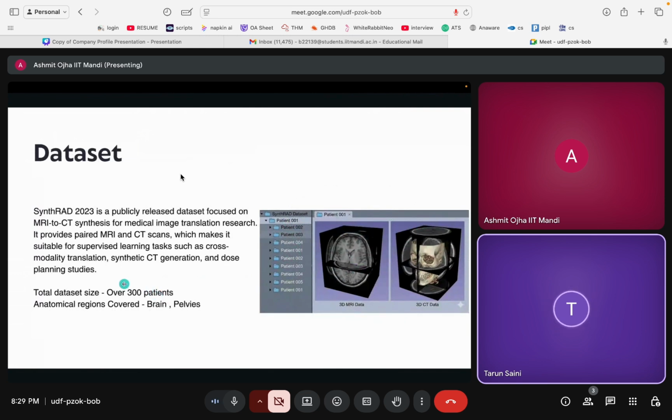The dataset we are using is SynthRAD 2023. It is a publicly available dataset. It has different types of MRI and CT, paired MRI and CT of over 300 patients. The regions that are covered are the brain and pelvis regions.